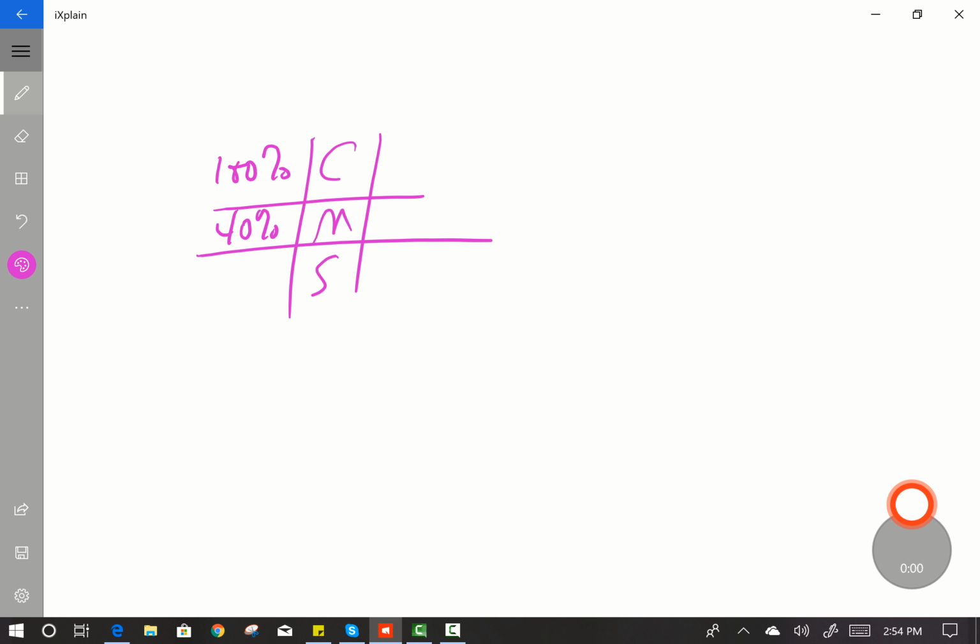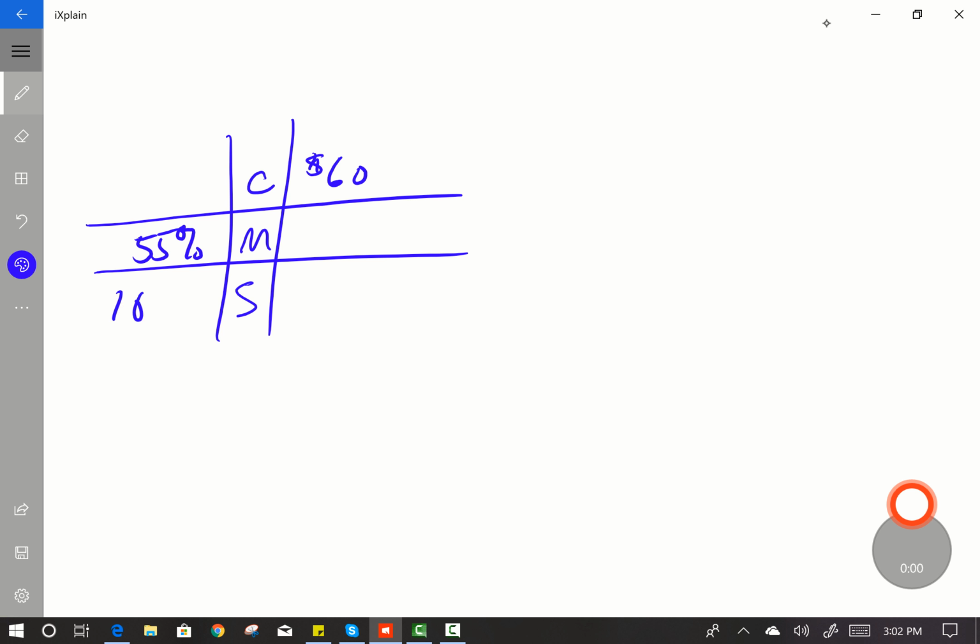Okay, let's go ahead and take a look at number 5. The shoe outlet bought books for $60. There's the cost. And marks up the books 55% on selling price. So selling price is 100% this time, and the selling price becomes the base.